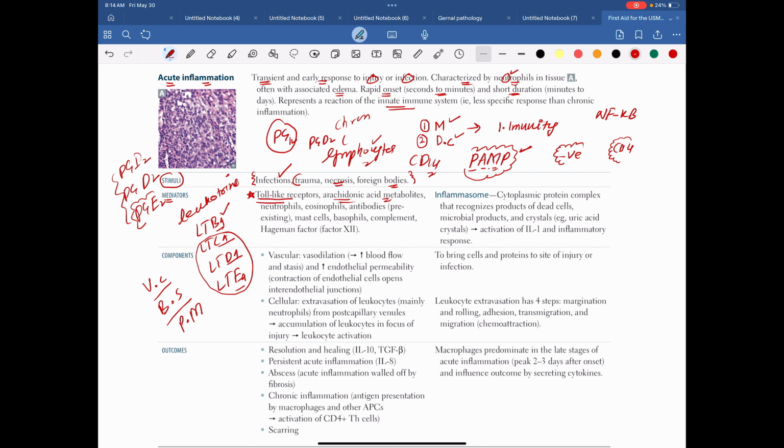Then after that we have the neutrophil. These are also mediators of inflammation. Then we have the eosinophil. Then we have the antibodies, the antibodies which are pre-existing in your body. Then we also have the mast cells. Mast cells are also very important mediators of acute inflammation.